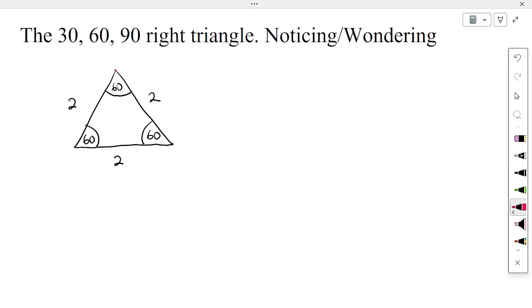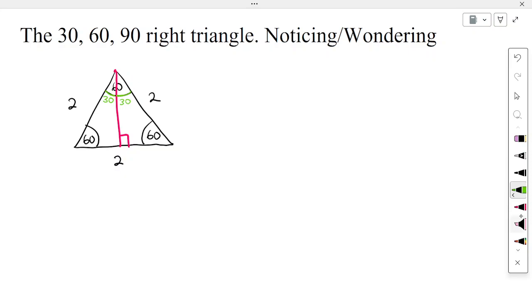Now, if you drew an altitude, which is just a perpendicular line from a vertex, that splits up the triangle in a very special way. Now, if this angle is 90 and this one is 60, how much must this angle be? The three angles in a triangle must add up to 180. So 90 plus 60 plus 30 gives me 180. All right, so the same thing on the other side. So this should be proof that the altitude in an equilateral triangle bisects that angle up there.